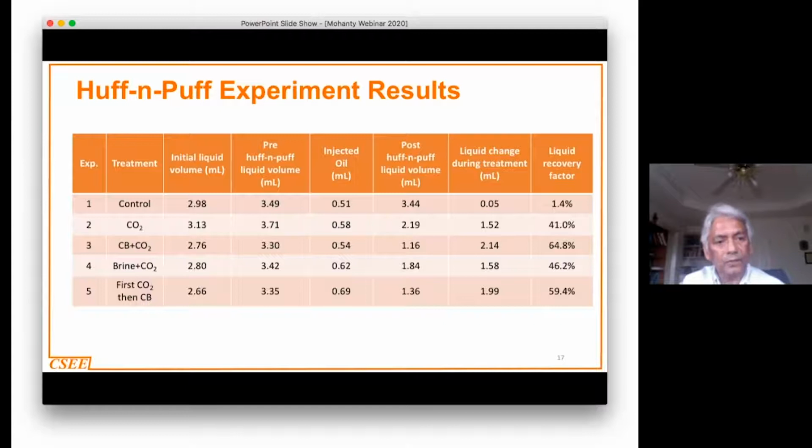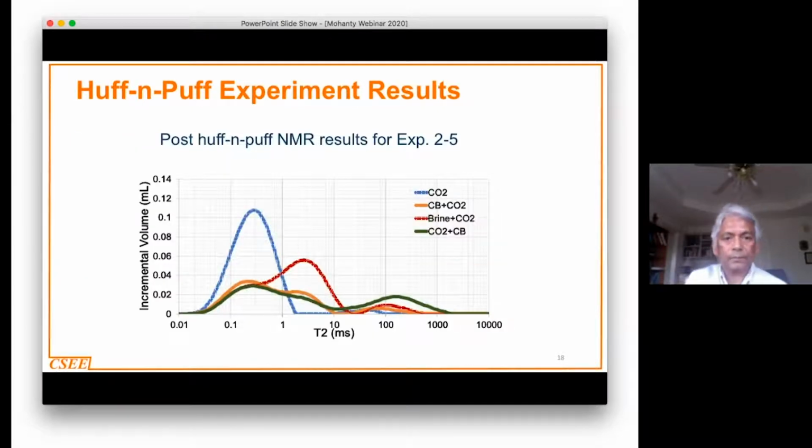So we injected first CO2 and then the chemical blend. Here, however, we did just one cycle, not 3 cycles. But even with this one cycle, we got almost 60% of the liquid out. So that tells us that this is also an effective process and can save some money in terms of compression cost. Here, this is showing the NMR, and this last one, the green line, also shows good oil recovery here, and good oil recovery also here in smaller pores.